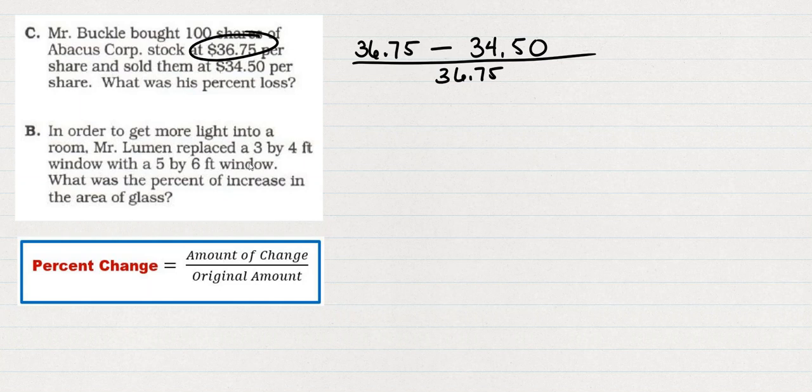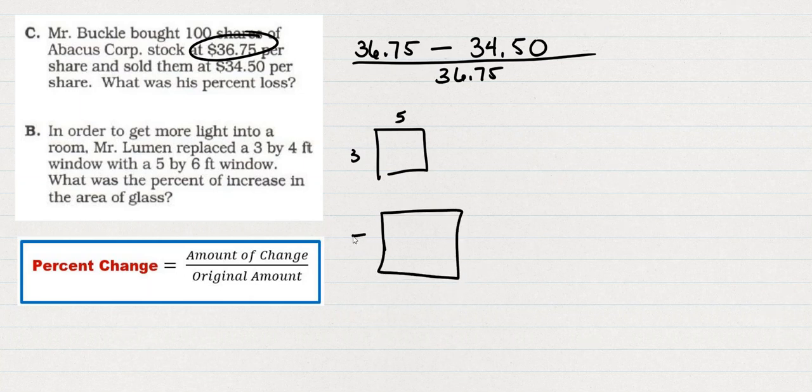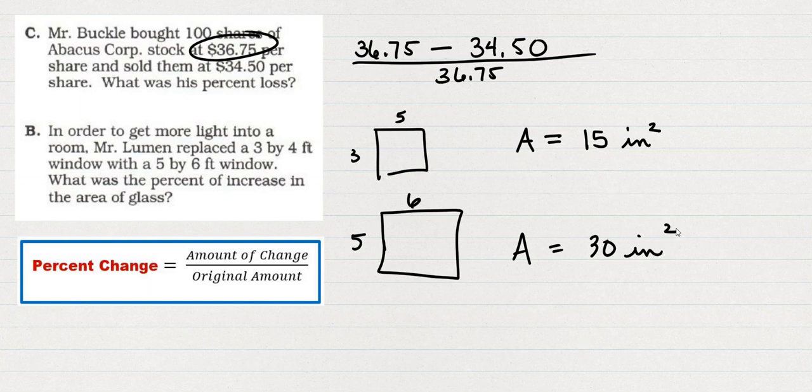In order to get more light into a room, Mr. Lumen replaced a 3x5 window with a 5x6 window. So what is the percent of increase in the area? Notice that we've got to find the area first. 3 times 5 would give us 15 square inches. And for the 5 by 6 window, 5 times 6 is 30, so a 30 square inch window.